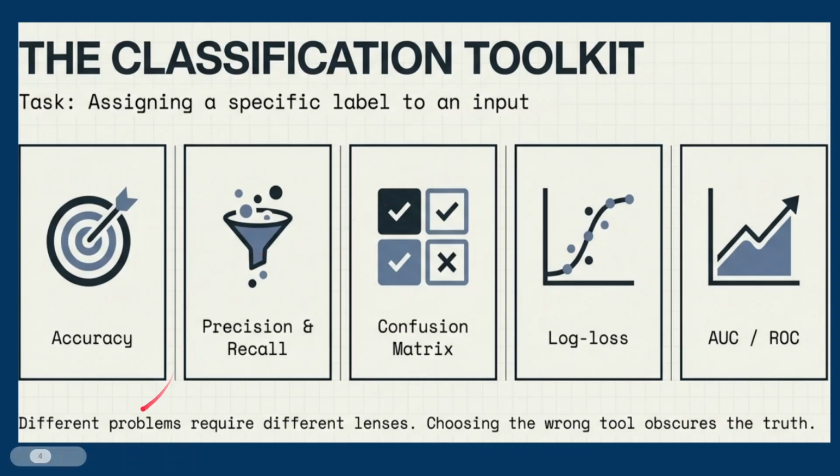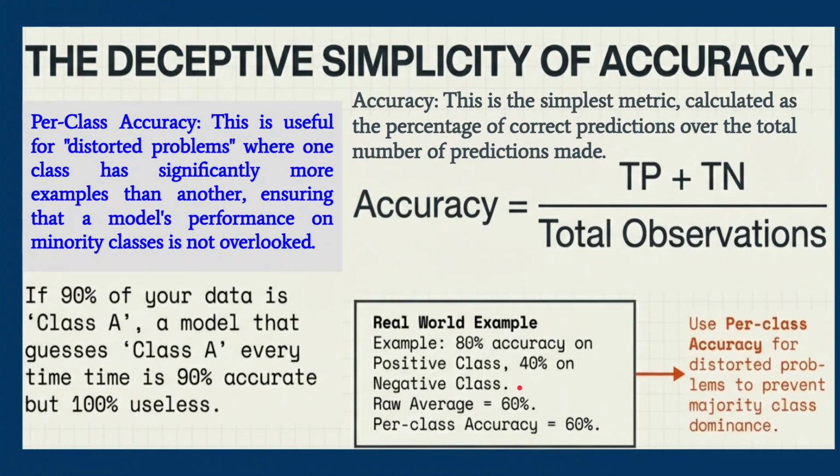Different problems require different lenses. Choosing the wrong tool obscures the truth. What this means is we should be able to choose the proper algorithm for the proper data. Okay, the next slide speaks about one of the terms, which is accuracy, one evaluation method.